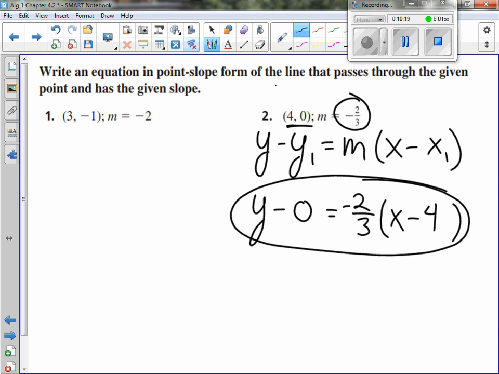A point, whenever we're given a point, always comes in the form of x, y. X is always going to be first. It's always going to come in the form of x comma y when we're given a point. Any other questions?